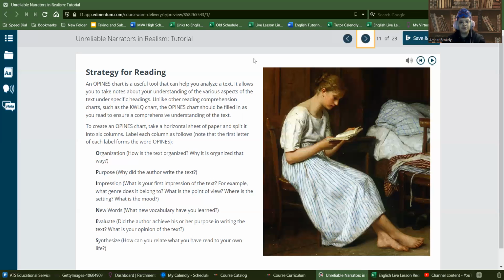So if you read the story and you have thoughts about whether or not it made sense or didn't, or if it's dumb, or if there was a point to it, those thoughts are what you should put in the evaluate section. And lastly, but not least, synthesize. It says, how can you relate what you've read to your own life.